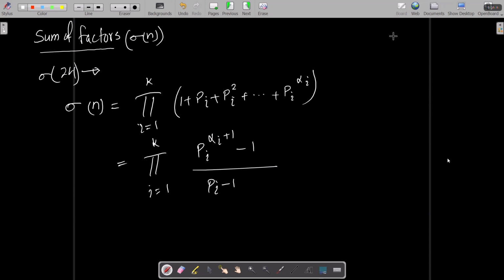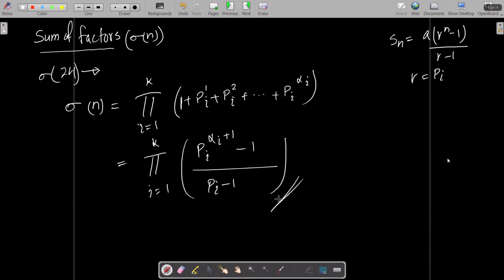Let's see. So the Sn will be a times R to the n minus 1 divided by R minus 1, right? So what is R here? R is pi. And n is the number of terms. There are alpha I plus 1 terms because we start from 1, and here we have from 1 to alpha I. So 1 to alpha I, there are alpha I terms, and with the 1 we have alpha I plus 1 terms. So this is the formula for the sum of factors.